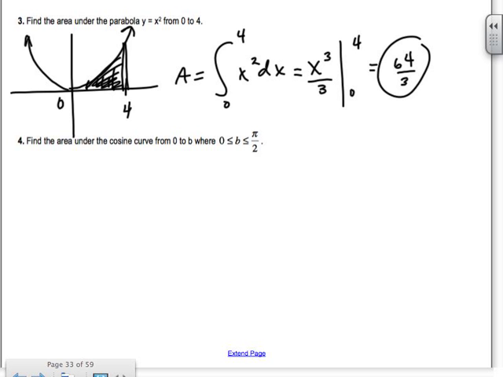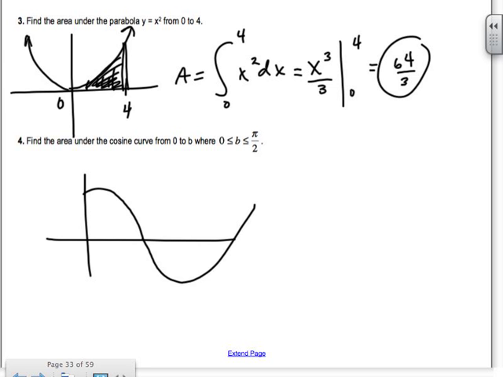All right, this one's a little different. It says the cosine curve from 0 to b, where b is between 0 and pi/2. Pi/2 is where it crosses the x-axis, right? Because cosine of pi/2 is equal to 0 there. All right, so some b value, we don't know where it is. It's somewhere between 0 and pi/2. Okay, so basically that cosine curve is above the x-axis. So when we talk about the area, it's just a simple integration from 0 to b of cosine x dx.